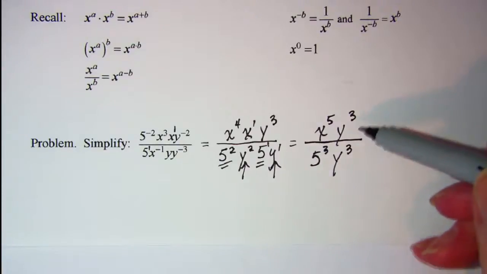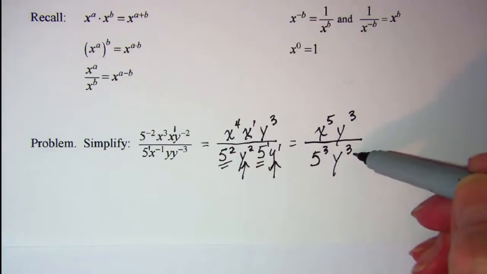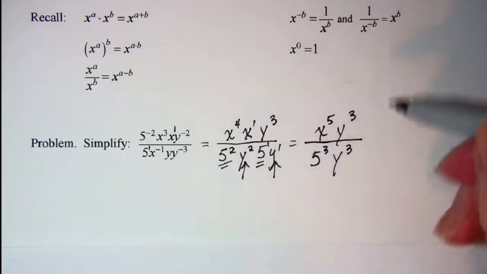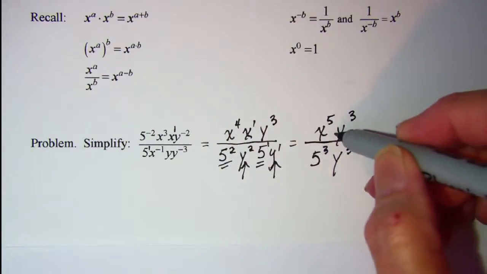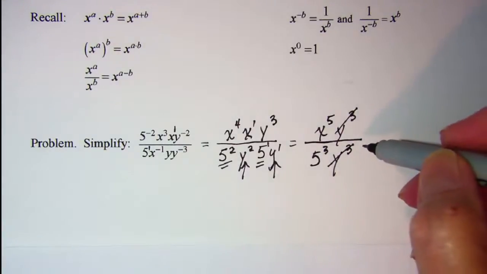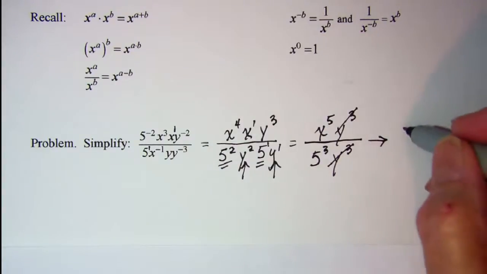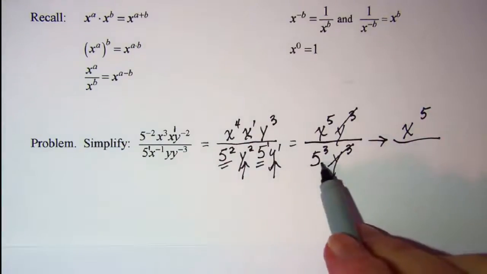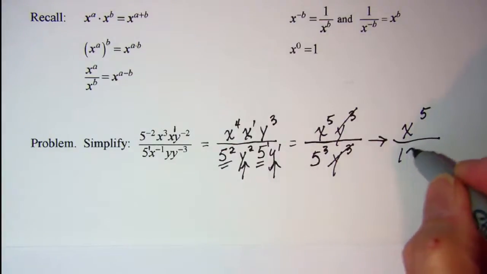Some things that I notice is that I have a factor in the numerator that's the same as a factor in the denominator. And so when you have factors, in other words multiplying, and they're the same, you can cancel because y cubed over y cubed is equal to 1. So then this fraction simplifies to x to the fifth over 5 cubed. We know 5 times 5 times 5 is 125.